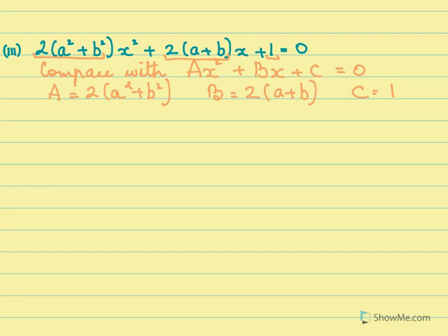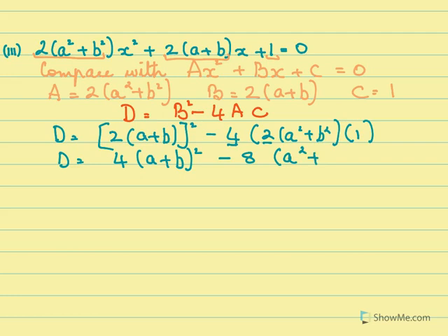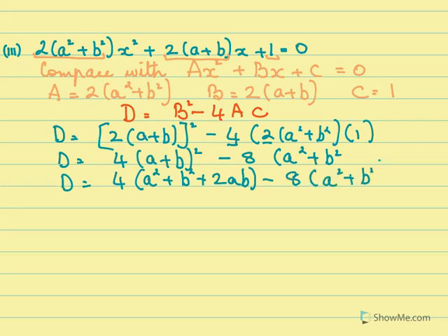Now we need to go ahead and find out D. We know D is equal to b square minus 4ac. So the D will be equal to b square. This is our B, 2a plus b, so this is B square. 4, your A is 2a square plus b square, C is 1. So 2 square, 2 into 2 is 4, and here is a plus b the whole square, minus 4 into 2 is minus 8, and this is a square plus b square. So D equal to 4 times a plus b the whole square, a square plus b square plus 2ab, and this I copy, minus 8, this is a square plus b square.